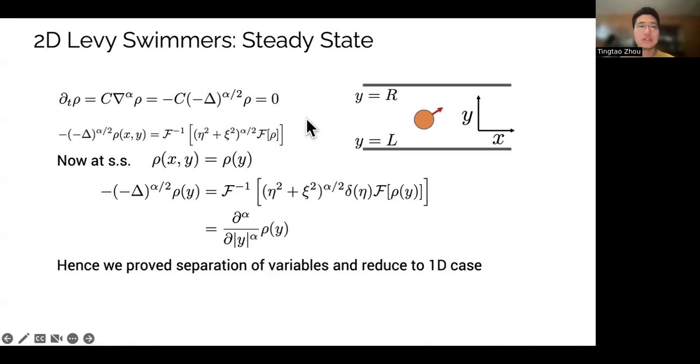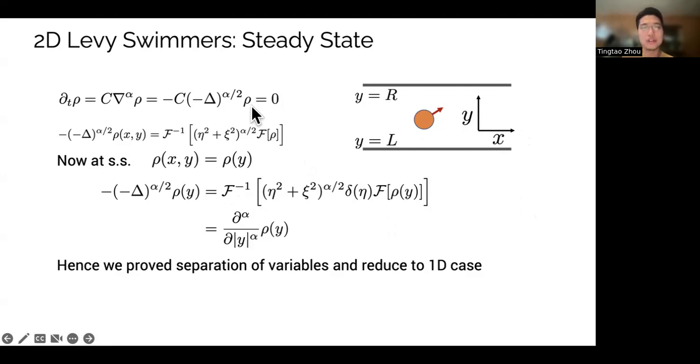Okay, so now let's try to solve a simple problem where we have 2D Levy swimmers confined in this 2D channel, and we ask what is the steady state distribution of these Levy swimmers, right? Intuitively, we should have a separation of variables, and we can reduce the problem into a 1D problem. So we're going to formalize this idea.